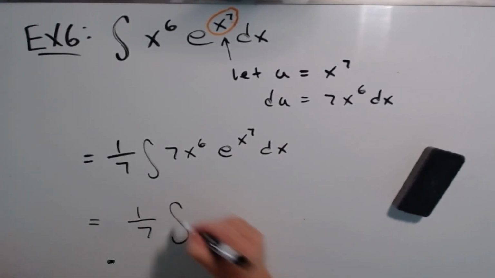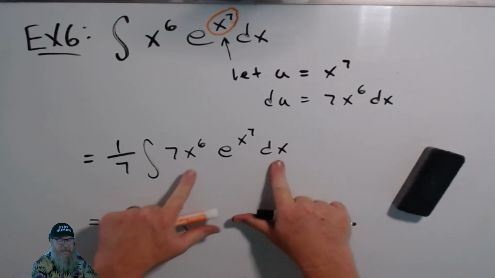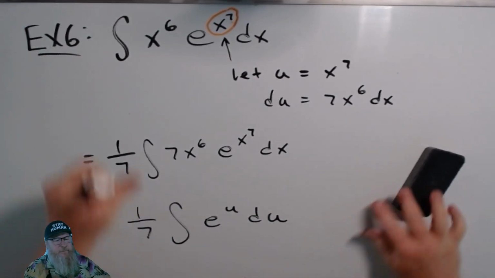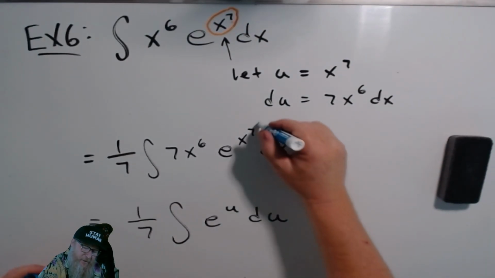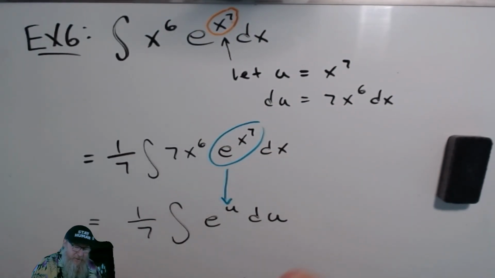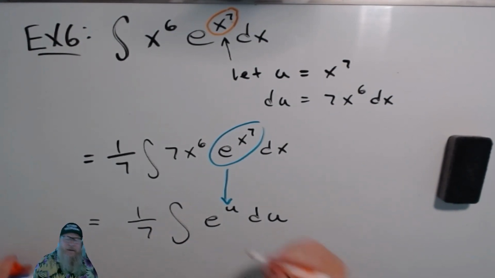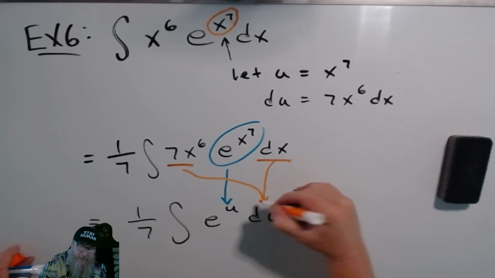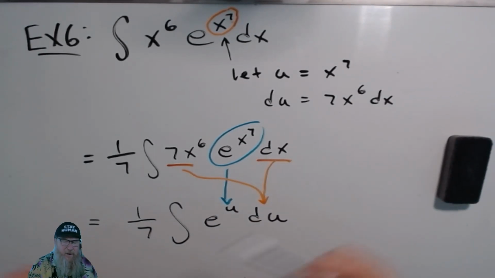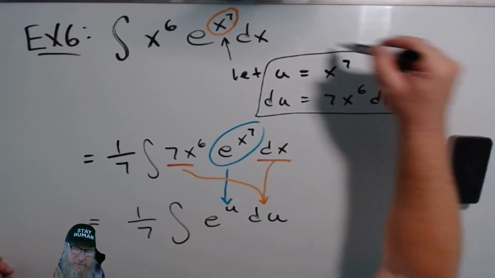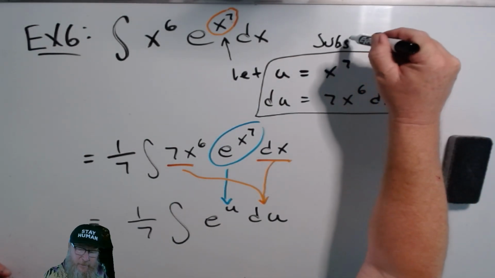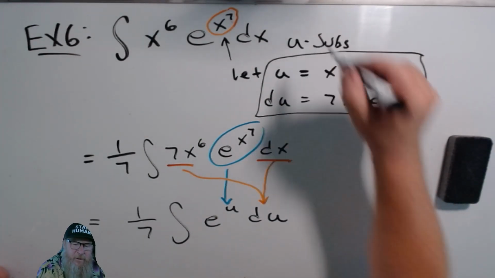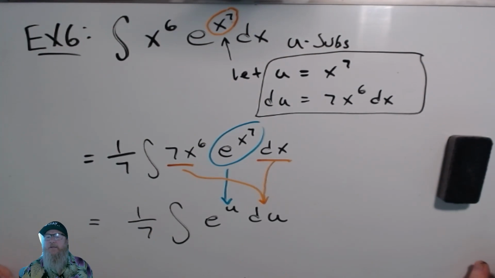And here, I'll show you one time how you don't have to bring these together. You can just say e to the u du. So here's your e to the u. And then this and this together are your substitutes. So you've got your subs. We sometimes call them U subs or U substitutions.